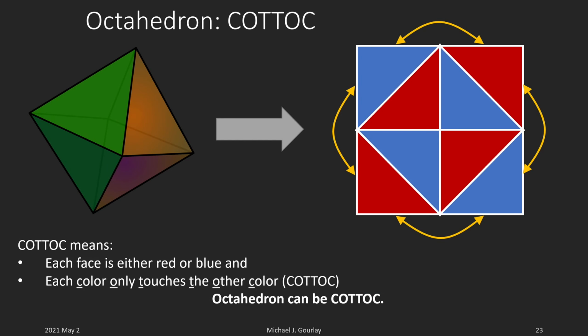This shows that the octahedron can be katak. If you color a face red, then all its neighbors can become blue. Then all those blue faces can have all red neighbors. So an octahedron can be katak. Other triangular tilings have the katak property, but the simplest is the octahedron.